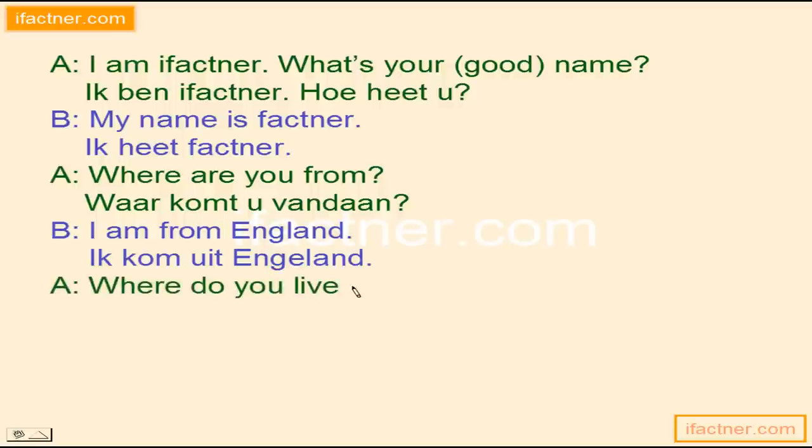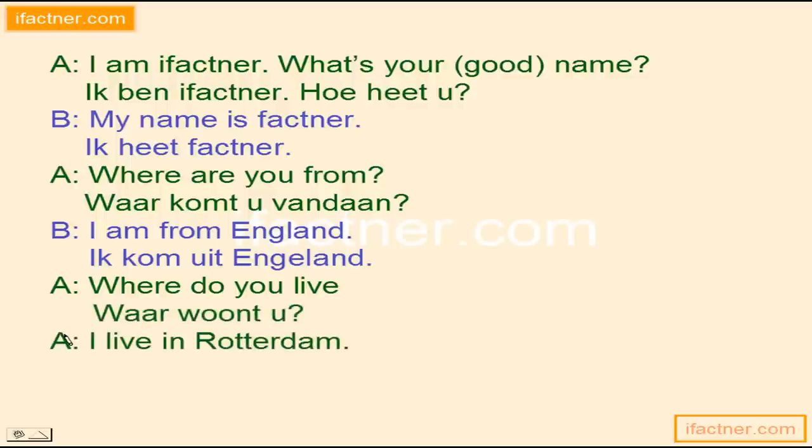Where do you live? Waar woont u? I live in Rotterdam. It's person B. Ik woon in Rotterdam.